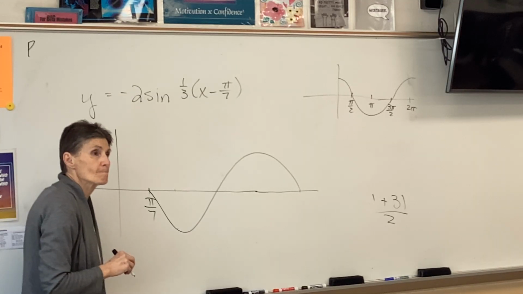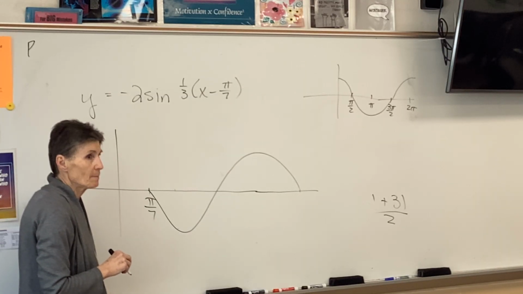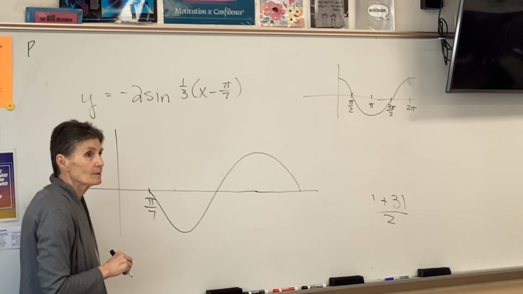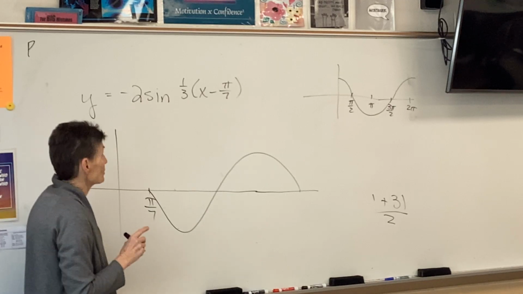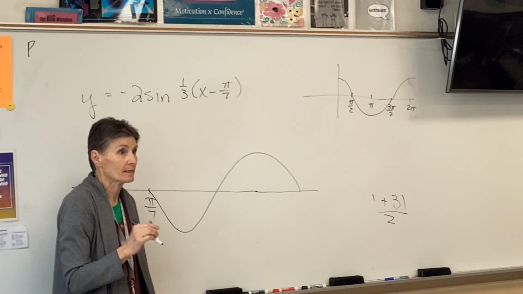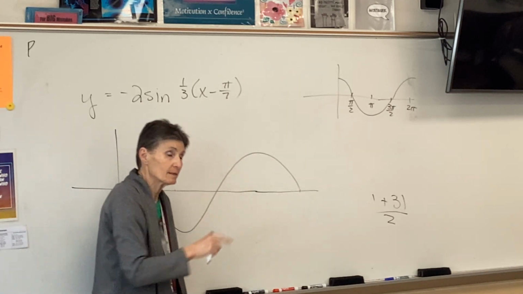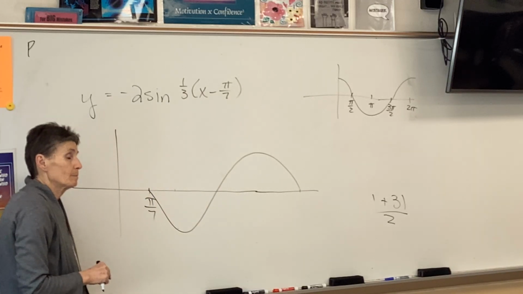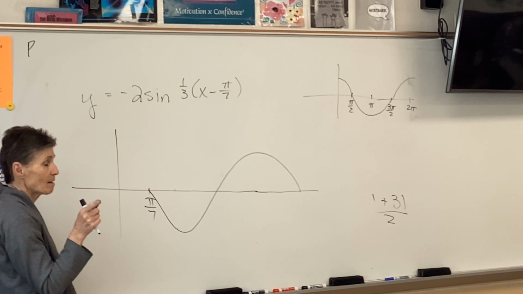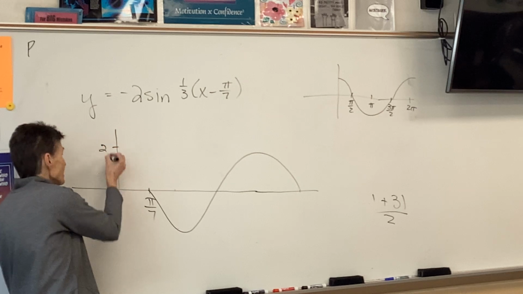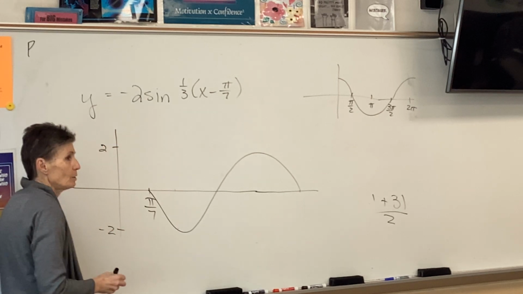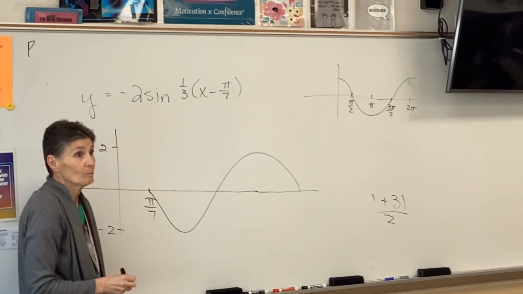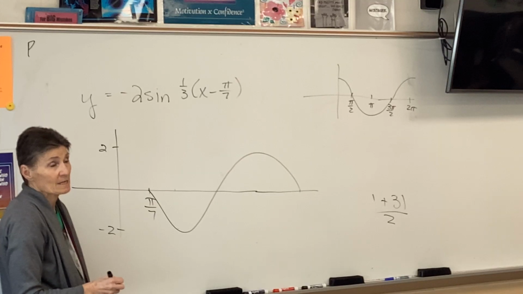What does the -2 do to it? Turns it upside down. Is that turned upside down? Yes, because what does a regular sine look like? It goes up first, a hill and a valley. Yep. Now that 2 does something else though. It changes these to a -2. That's my amplitude.